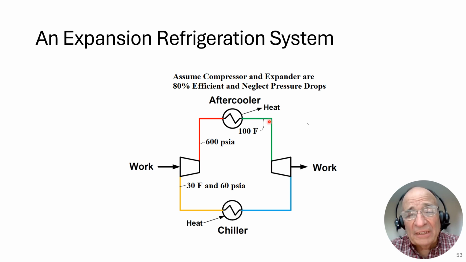Which is going to be the inlet temperature of your turbine or your expander, as we will call it. And you know this temperature is going to be colder, then this temperature is going to be warmer. It's going to be 30 degrees, and the process continues around and around. Let's assume an 80% efficient compressor and an 80% efficient expander, and let's neglect pressure drop.